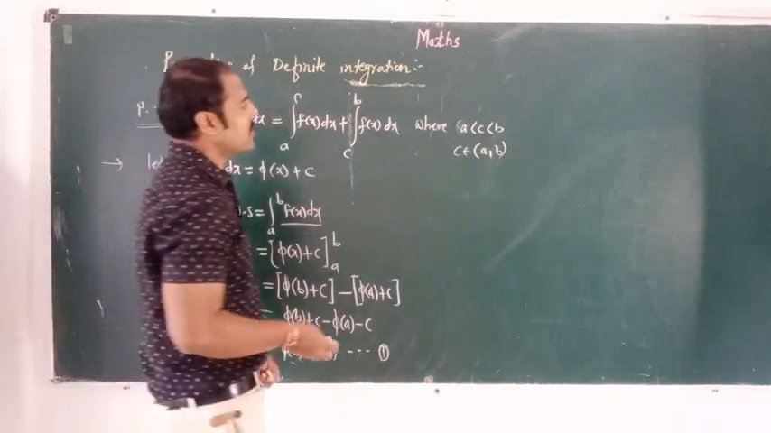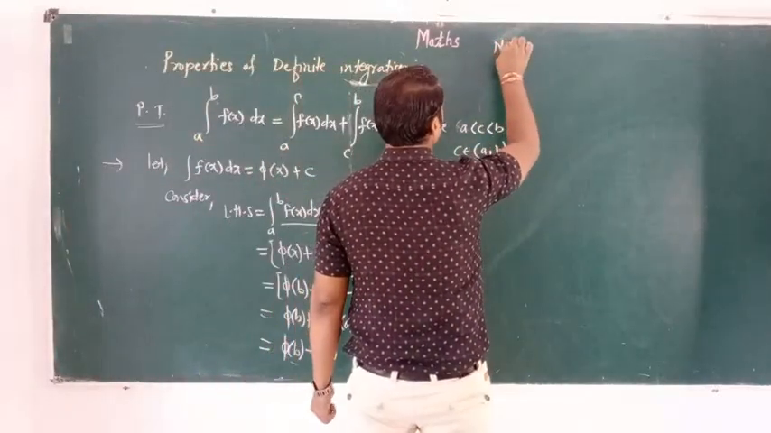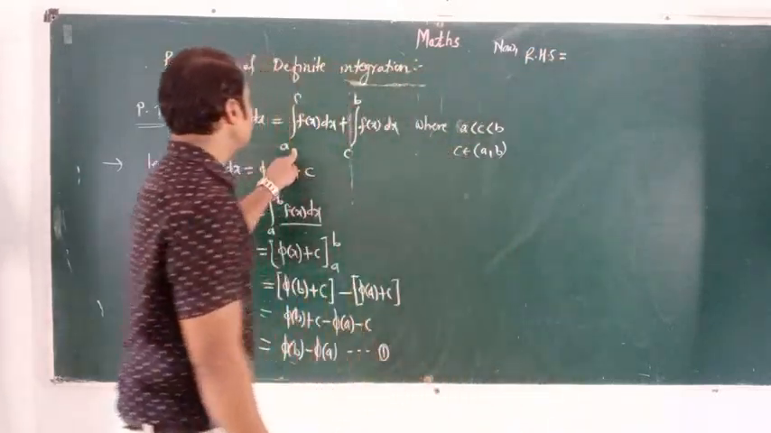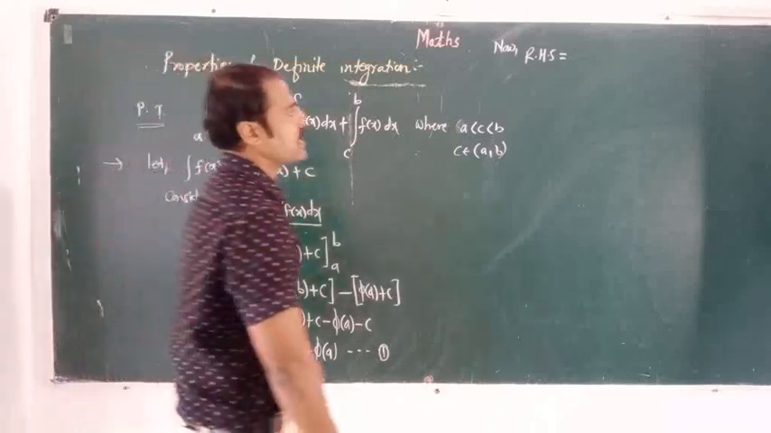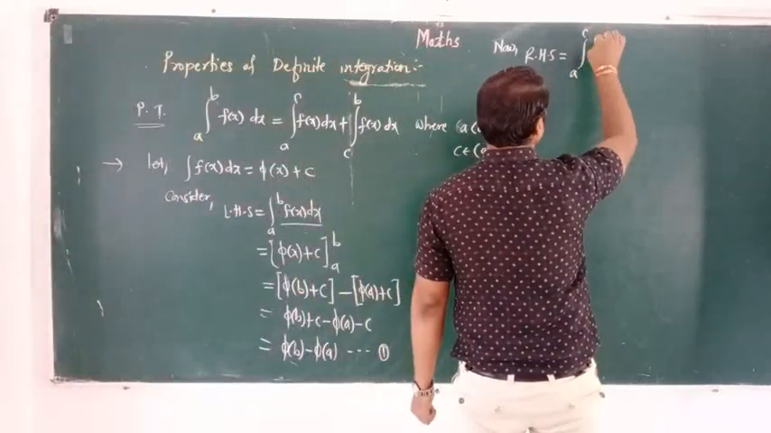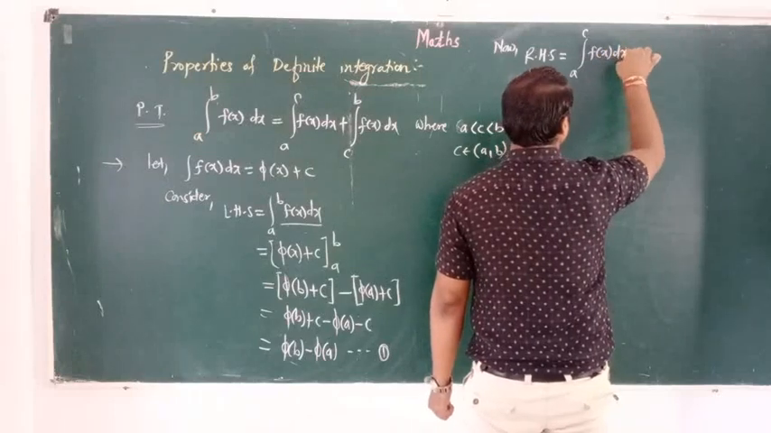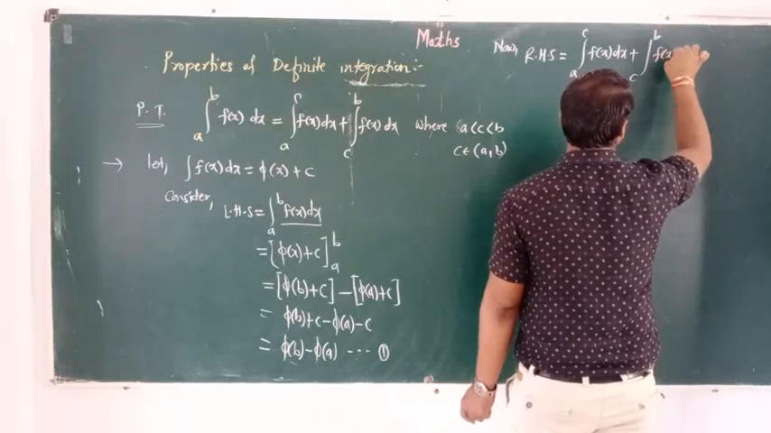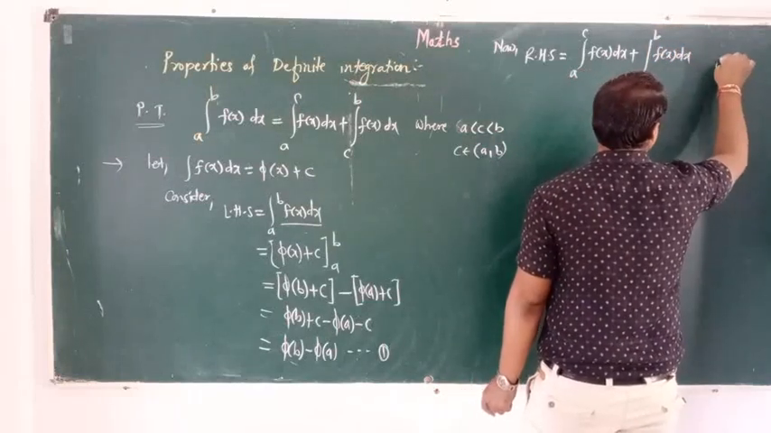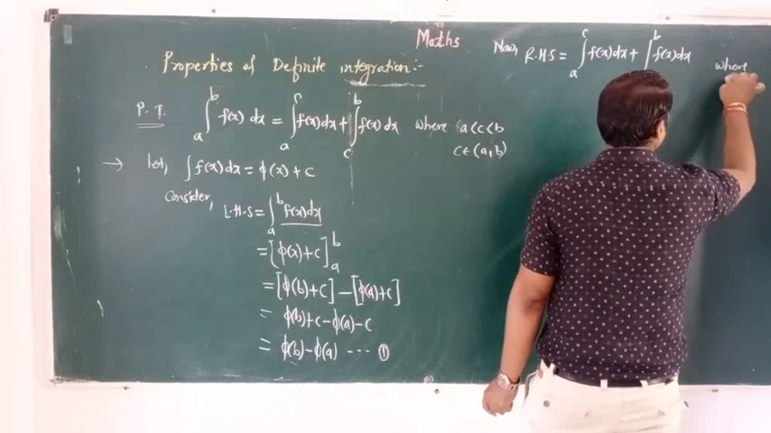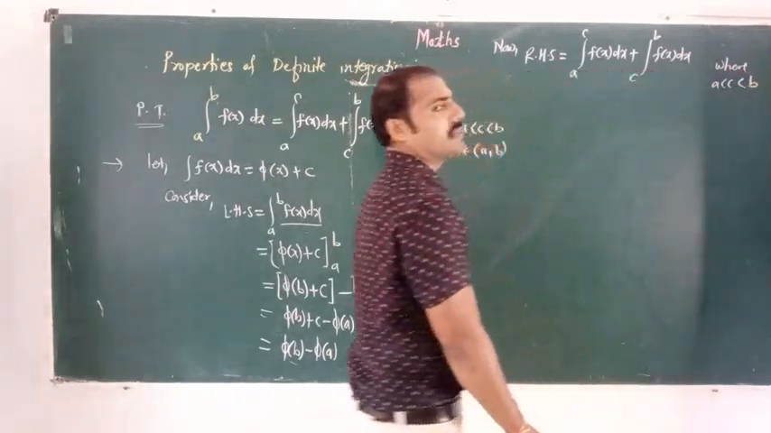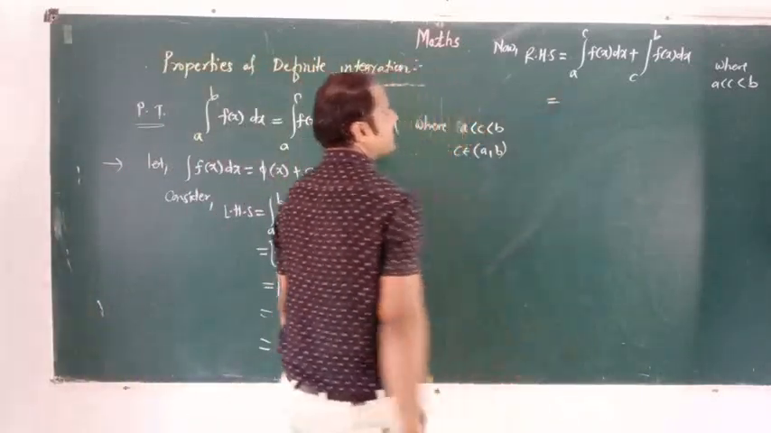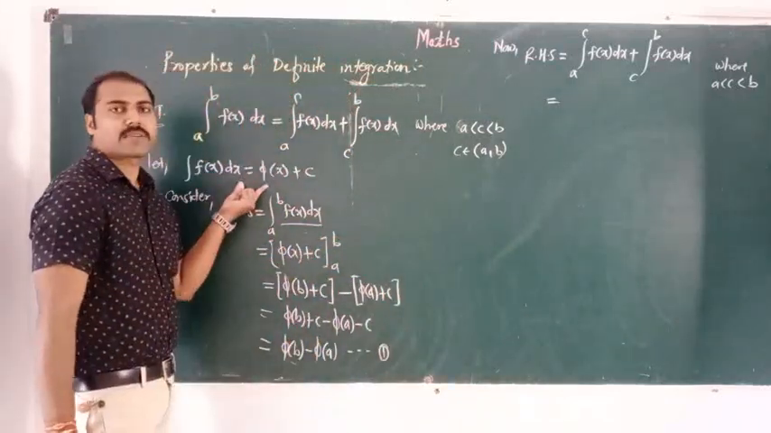Now we consider RHS. What is RHS here? RHS is integral a to c f of x dx plus integral c to b f of x dx, where c lies in between a and b. C is a number which lies in between a and b. We know that integration of f of x dx is phi of x plus c.